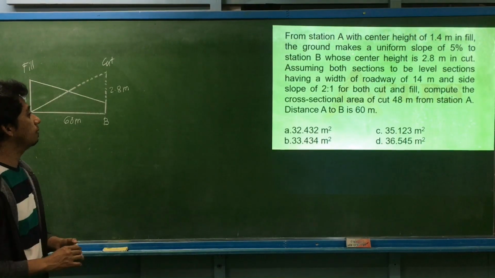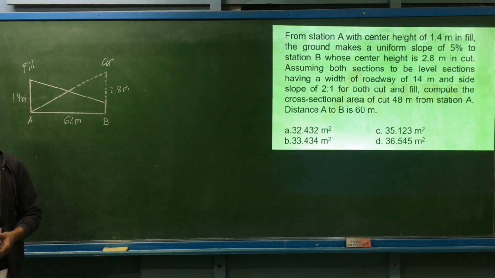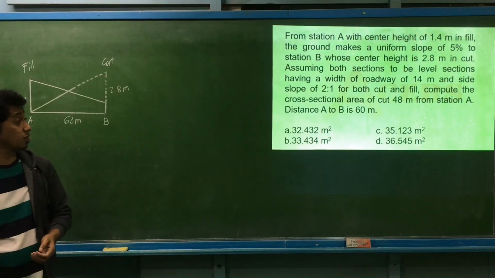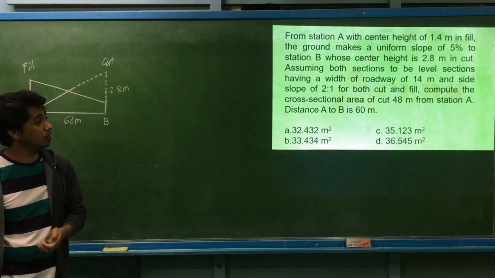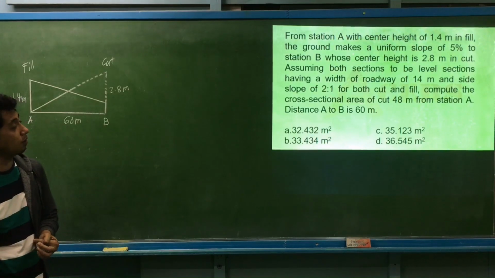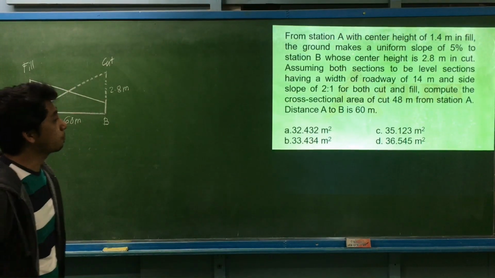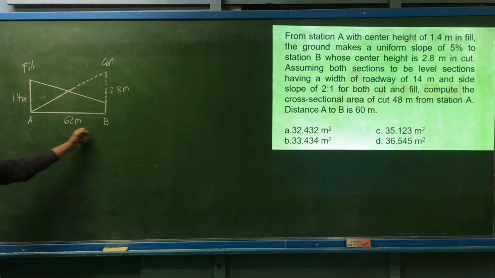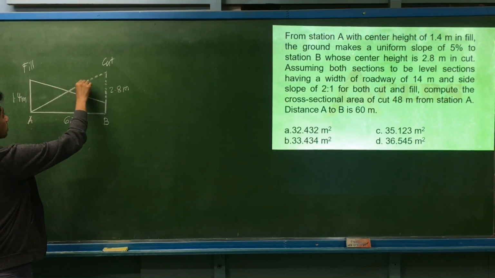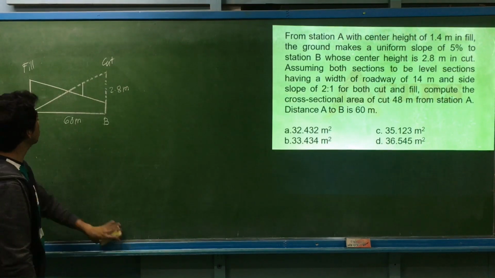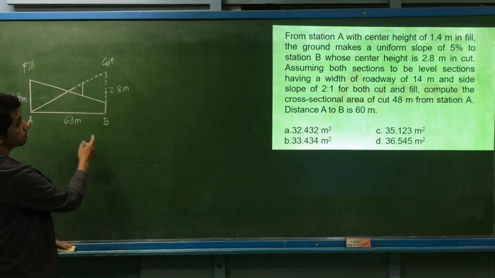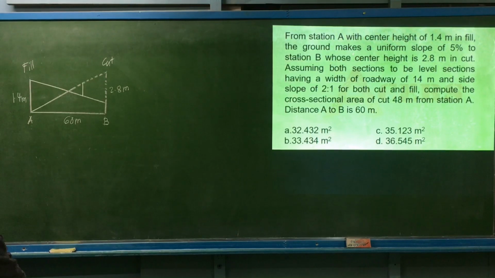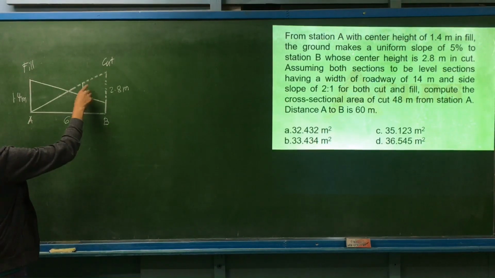Assuming both sections to be level sections, having a width roadway of 14 meters and a side slope of 2:1 for both cut and fill, compute the cross-sectional area of cut 48 meters from station A. So the distance from A to B is 60 meters. So sinasabi niya dito, meron daw section that is at a distance of 48 meters from A. So, kailangan natin malaman yung dimension na yan.